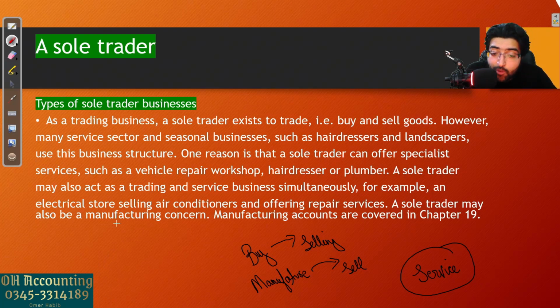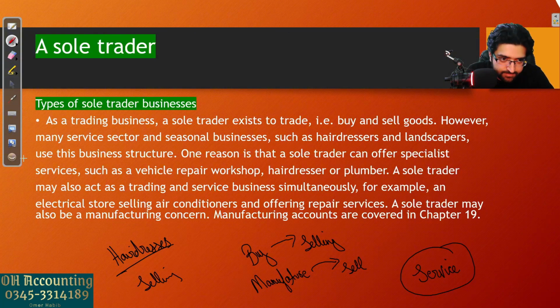You can also have a combination business. For example, a hairdresser: even though the primary business is to provide a service, like cutting hair and providing facials, at the same time you might also be selling goods such as the shampoo you're using, selling it to customers. So it's a combination business which provides a service as well as a good. Moving on.